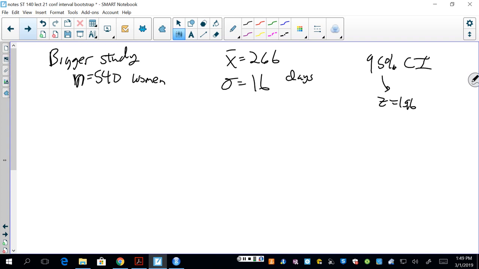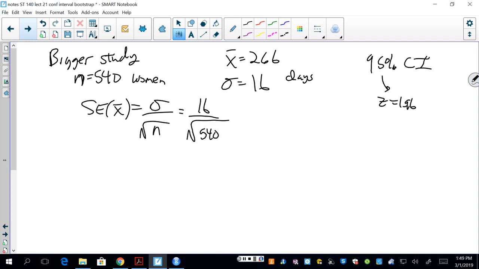The standard error, is that going to get smaller or bigger? Smaller, right? Standard error is the variability of X bar. And if you're averaging more things together, that's more information, and it's less variable. The standard error of X bar is sigma over the square root of n. So now we get 16 over the square root of 540. And it's about a third of what it was before, 0.6885.